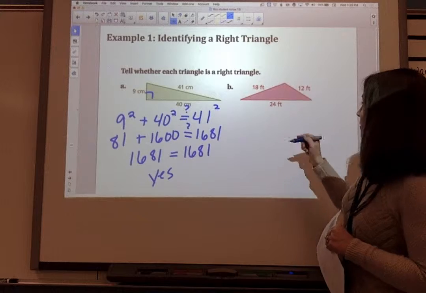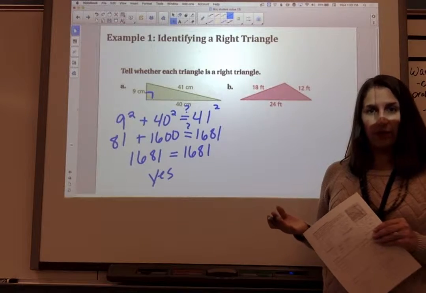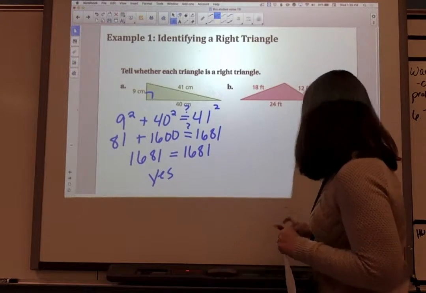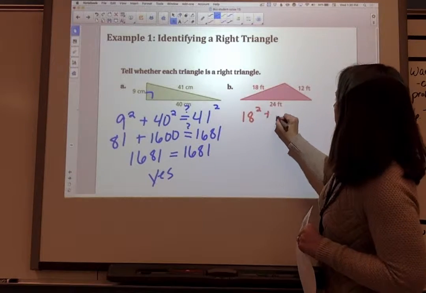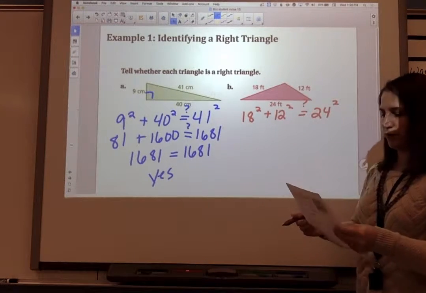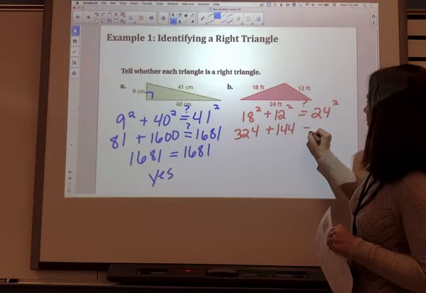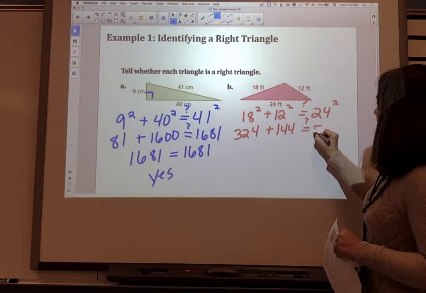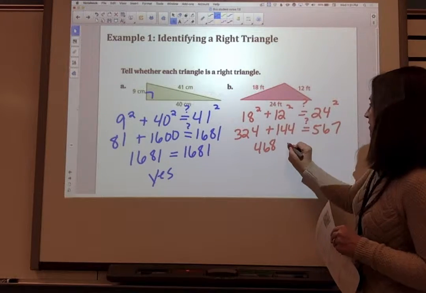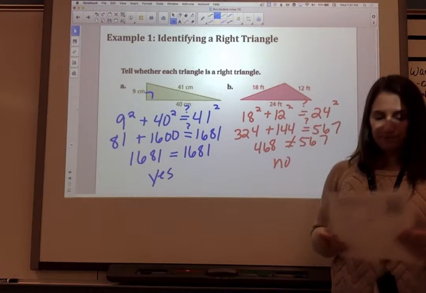For this next example, the two shorter sides are potentially the legs of the right triangle, and the longest side is potentially the hypotenuse. So let's go ahead and do 18 squared plus 12 squared, and we'll see if that's equal to 24 squared. So 18 squared is 324, 12 squared is 144. We want to know if that's equal to 576. So when we add those up, we get 468. That is not equal to 576. So no, this red one is not a right triangle.